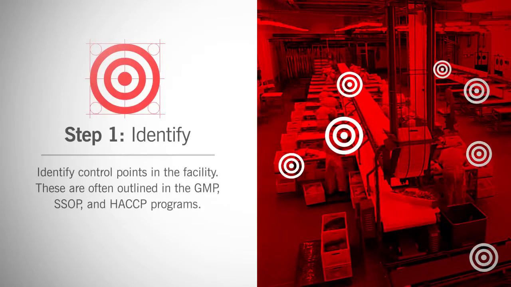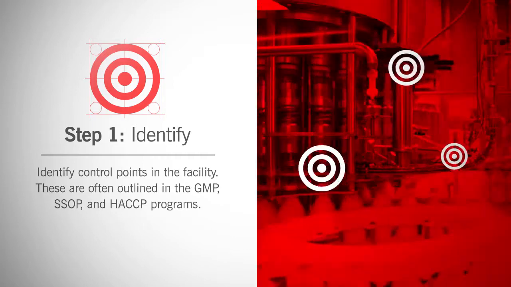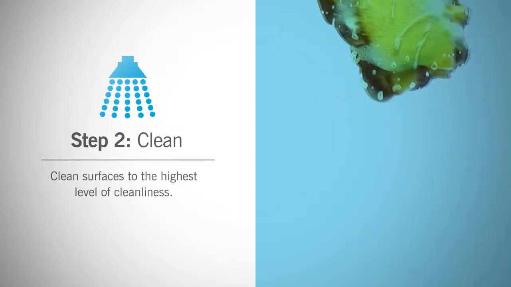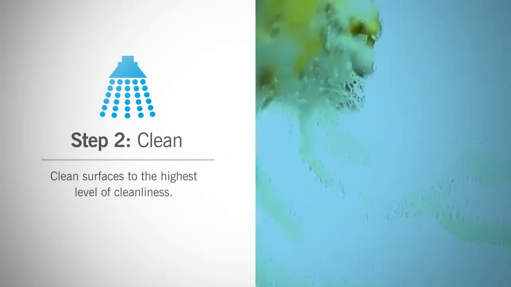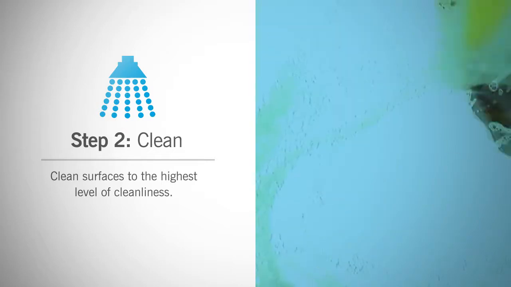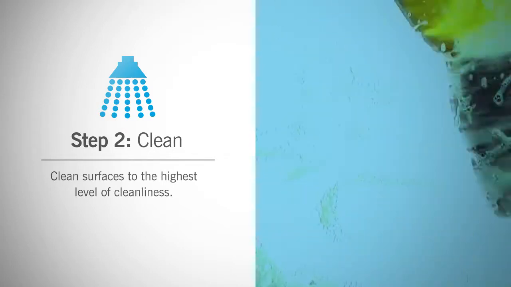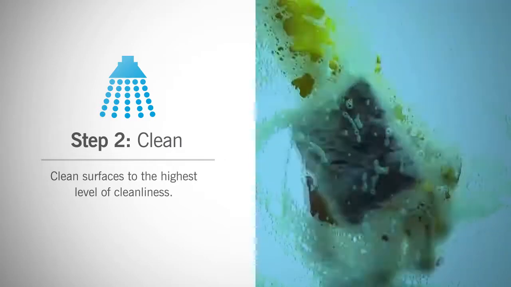Step 1. Identify control points in the facility. These are often outlined in the GMP, SSOP, or HACCP programs. Step 2. Clean surfaces to the highest standard of cleanliness. This may include a total production line breakdown. Refer to your GMP, SSOP, or HACCP program for more information. Be sure that future cleanings will be held to this level of clean as a standard.